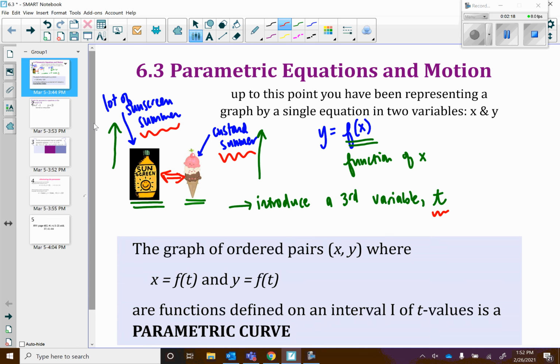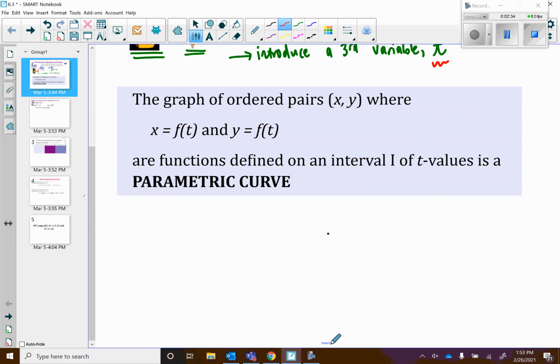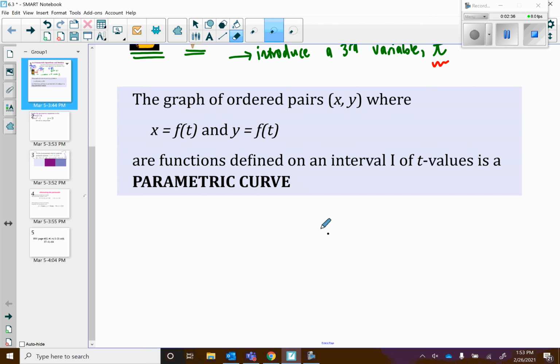So a graph of ordered pairs x, y, where x is a function of t and y is a function of t, defined on an interval I of t values, is known as a parametric curve. So if you need, pause the video to write that down because I want to mention a couple other things.